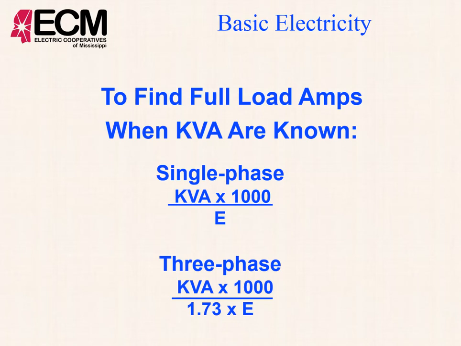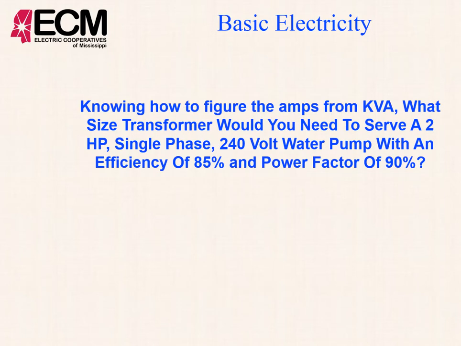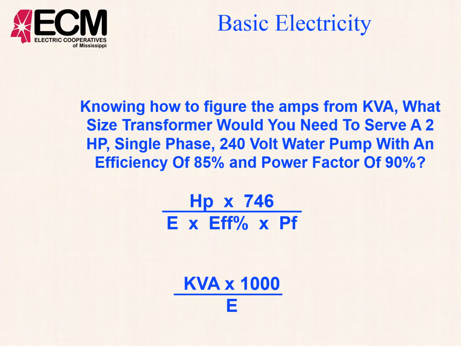Okay, and then for three-phase, you have kVA times 1,000. You multiply the voltage by 1.73, and then divide that into the kVA times 1,000. So simple math. You could program this. You can find out what size transformer you would need to supply that motor. You would do the regular formula to find the current that motor would draw, and then you could take kVA times 1,000 and divide it by the voltage and find what size transformer you would need to supply that amount of current.